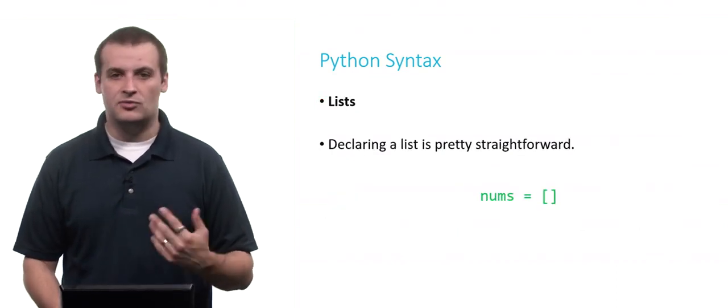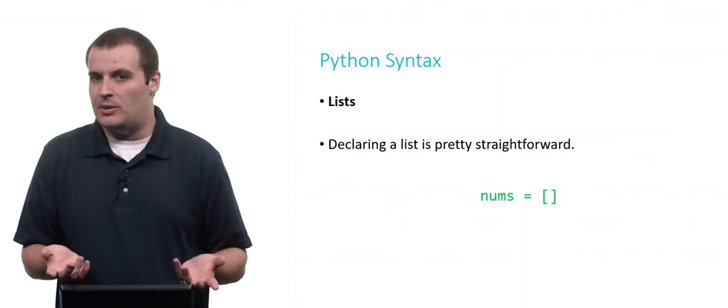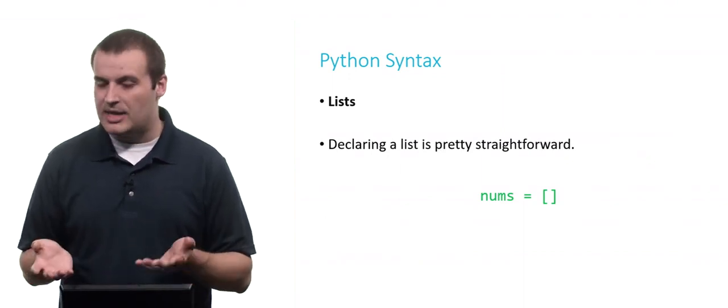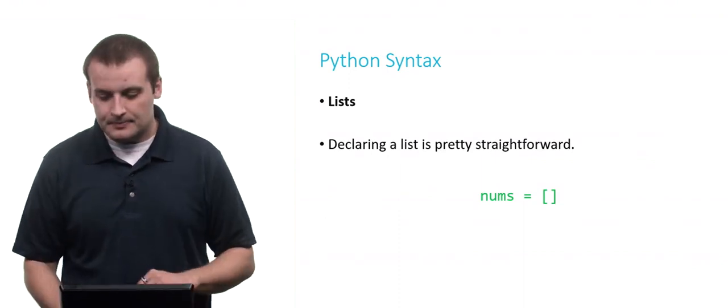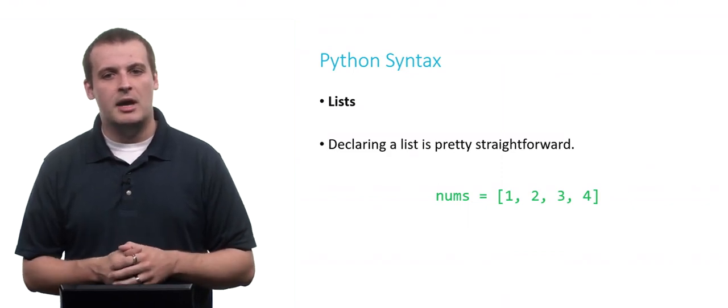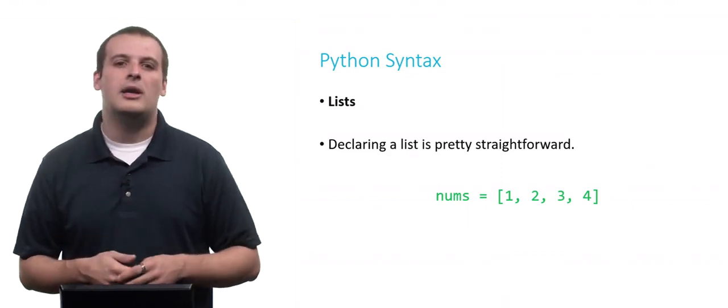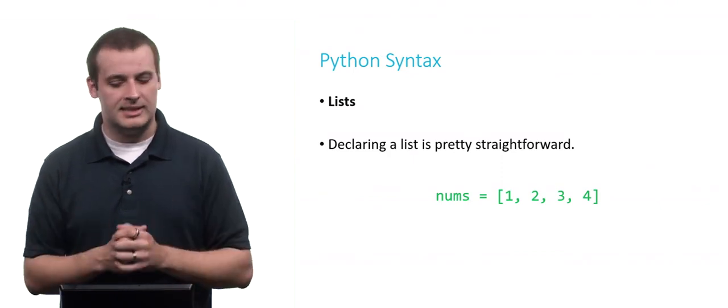But to declare a list, it's really pretty straightforward. Nums equals square brackets. There we go. We have it. That's an empty list or an empty array. But that's all we really need to do. We could create a list that has a couple of elements pre-populated into it. Nums equals 1, 2, 3, 4. That is an explicitly created list.